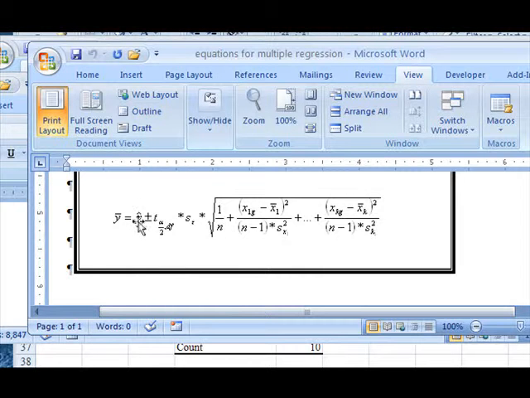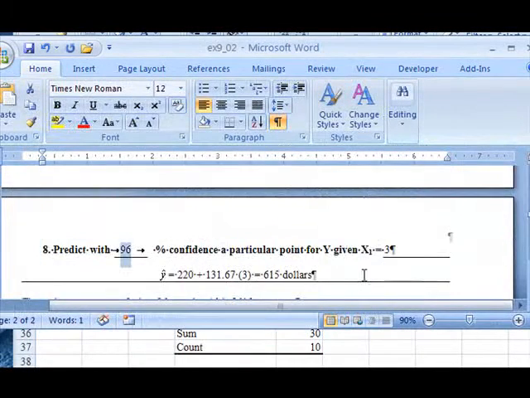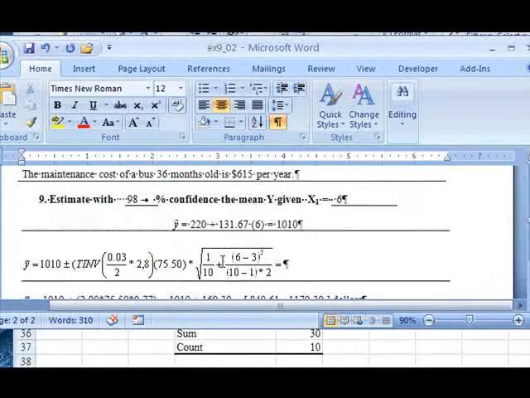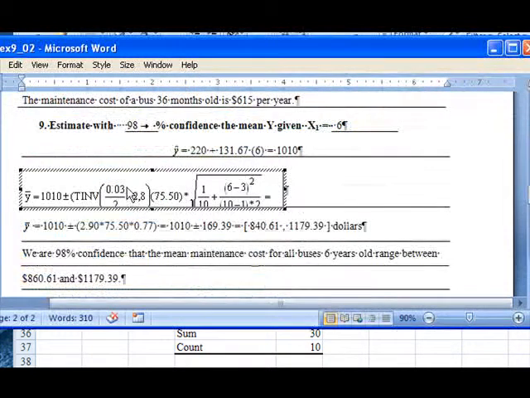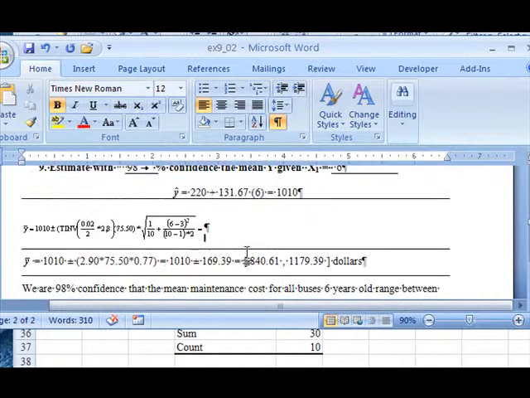You just compute y hat for 6, and that's going to be part of your equation. And then t of alpha over 2, with alpha changed to 0.02, comma, degrees of freedom from the residual, times SE, the standard error, and then complete the rest.